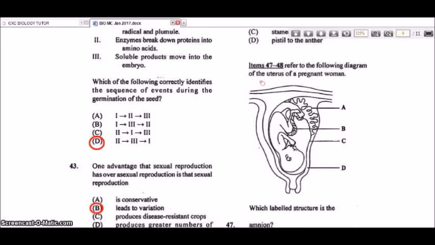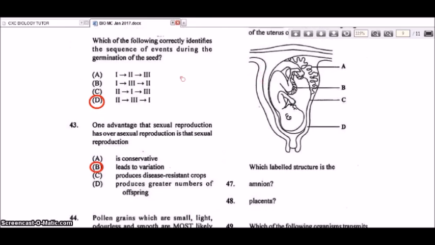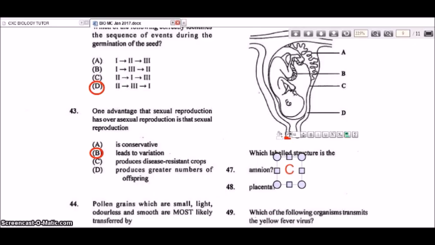Items 47 to 48 refer to the following diagram of the uterus of a pregnant woman. So which labeled structure is the amnion? So the amnion is actually C. So the amnion provides a protective feature for the fetus, protecting it from shock and a fall. So it helps to also secrete amniotic fluid to keep the fetus buoyant within the womb of the mother. So C is the amnion. So you can see that it's surrounding the fetus.